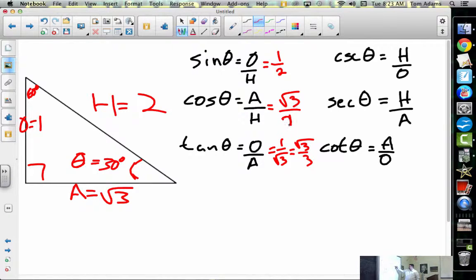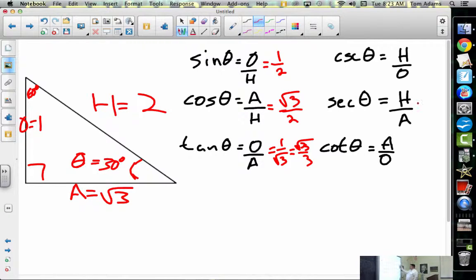Oh, this isn't 2. This is 2, not 1. I'm sorry. So this would be, and then this would be 2. Okay? I wrote that down wrong because it's the adjacent over the hypotenuse.